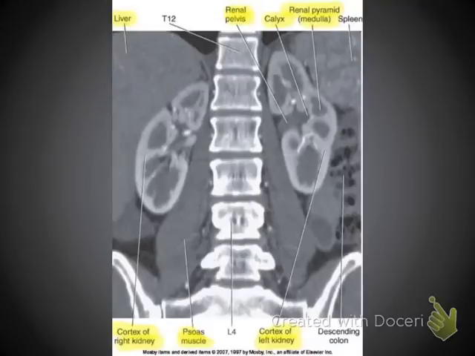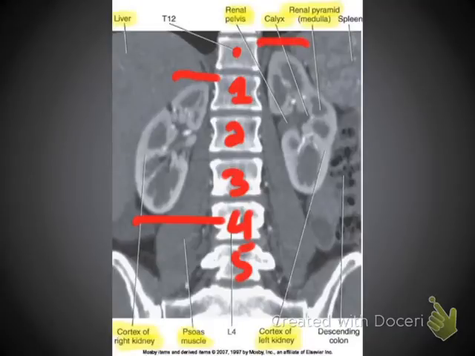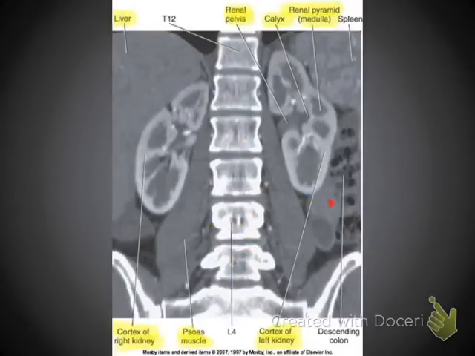So if we begin with this being T12, then we've got L1, 2, 3, 4, 5. So remember that we said T12 to around L4. So in this case, we have the right kidney extending down from 1 to 4, and the left from 12 to 3. And so the left kidney, once again, is situated just slightly higher than the right. So let's get rid of all of this on it, and let's look at the kidney.